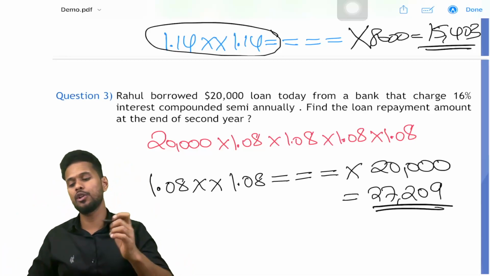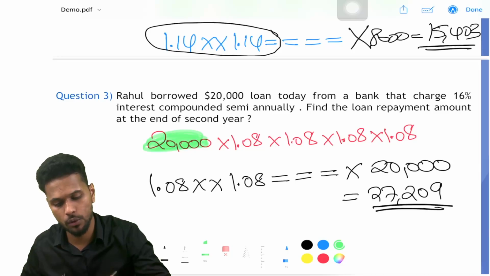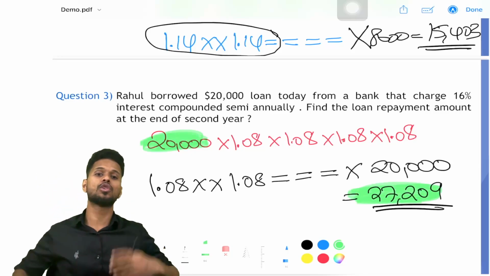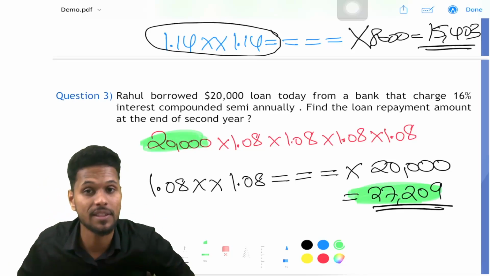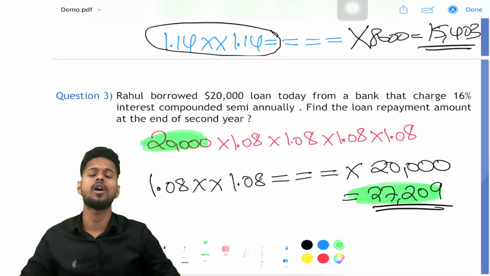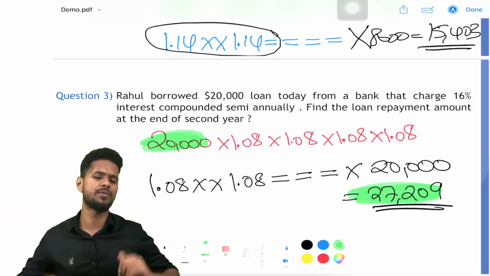So the loan you took is 20,000, and how much repayment should you make? 27,000 something. So 7,209 is the interest amount that you should pay to the bank. So this is a case of a loan. My friends, the calculation, everything will be the same, no difference.